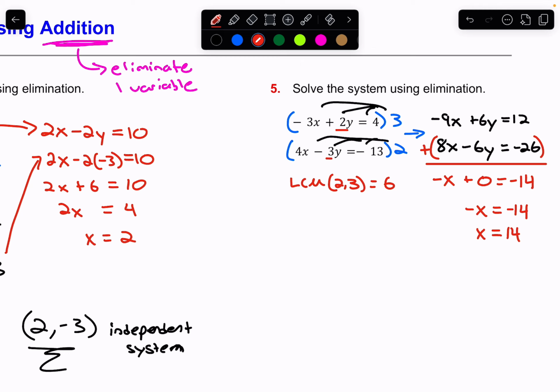Now we're halfway done. We need to now get the y component. So what I'm going to do is choose one of the equations and plug that x value back in. So for no real reason, I'm going to choose the top equation. Again, it does not matter. You just got to pick one.